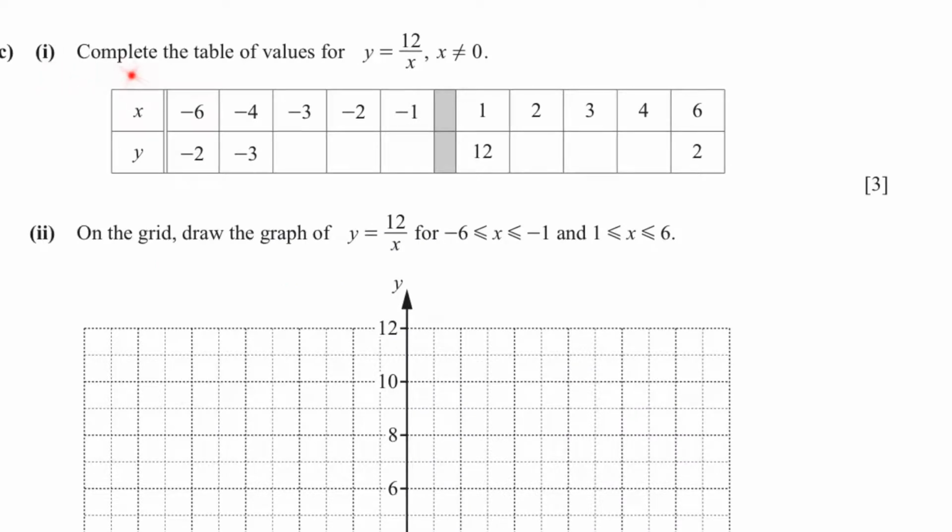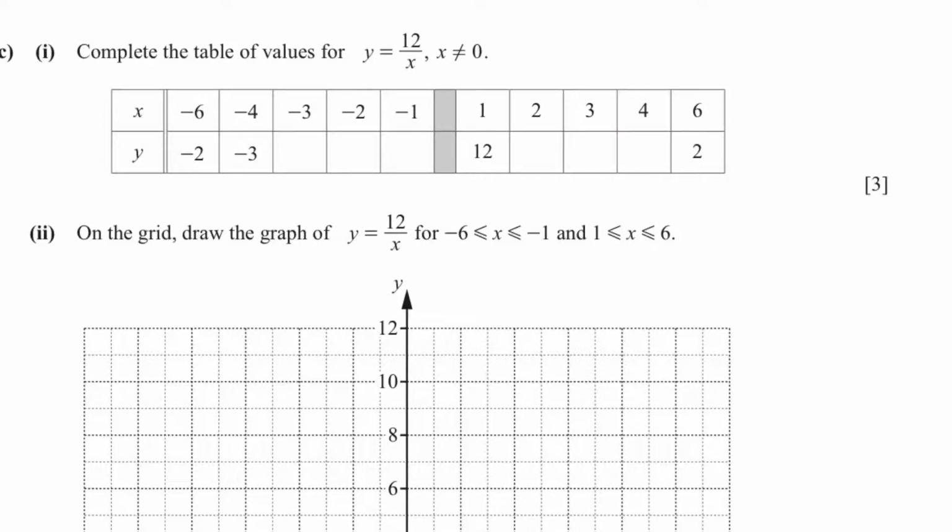In C1, we have complete the table of values for y is equal to 12 over x and x is not equal to 0. X is not equal to 0 means we'll have no value on the y-axis. The graph will not cut the y-axis. It's a very easy 3 mark. We just have to replace the x with the numbers which are given here.